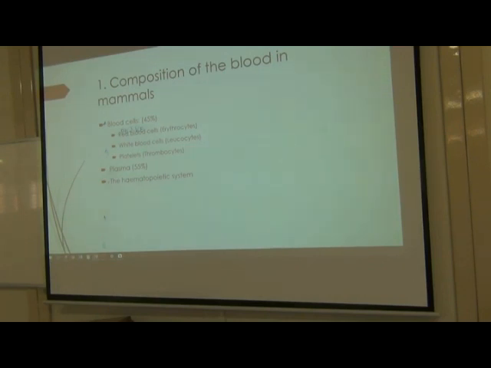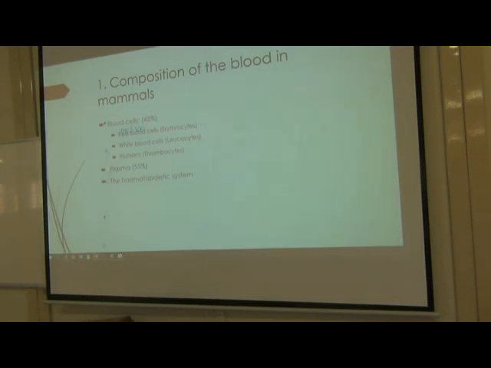So the blood cells consist of your red blood cells, your white blood cells, and the platelets. And these are produced by the hematopoietic system. So the drugs that affect the blood, this topic can also be referred to as the drugs that affect the hematopoietic system.